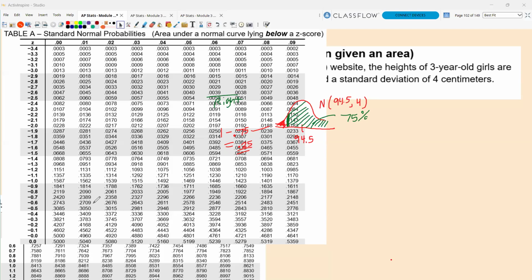And that's going to be somewhere right around here. So 0.242, 0.26, 0.248, 0.2514. It looks like it's going to be one of these two here. So the closest one's going to be 0.2514. So we're going to find our z-score. We're going to go out here. And that's going to be negative 0.67.